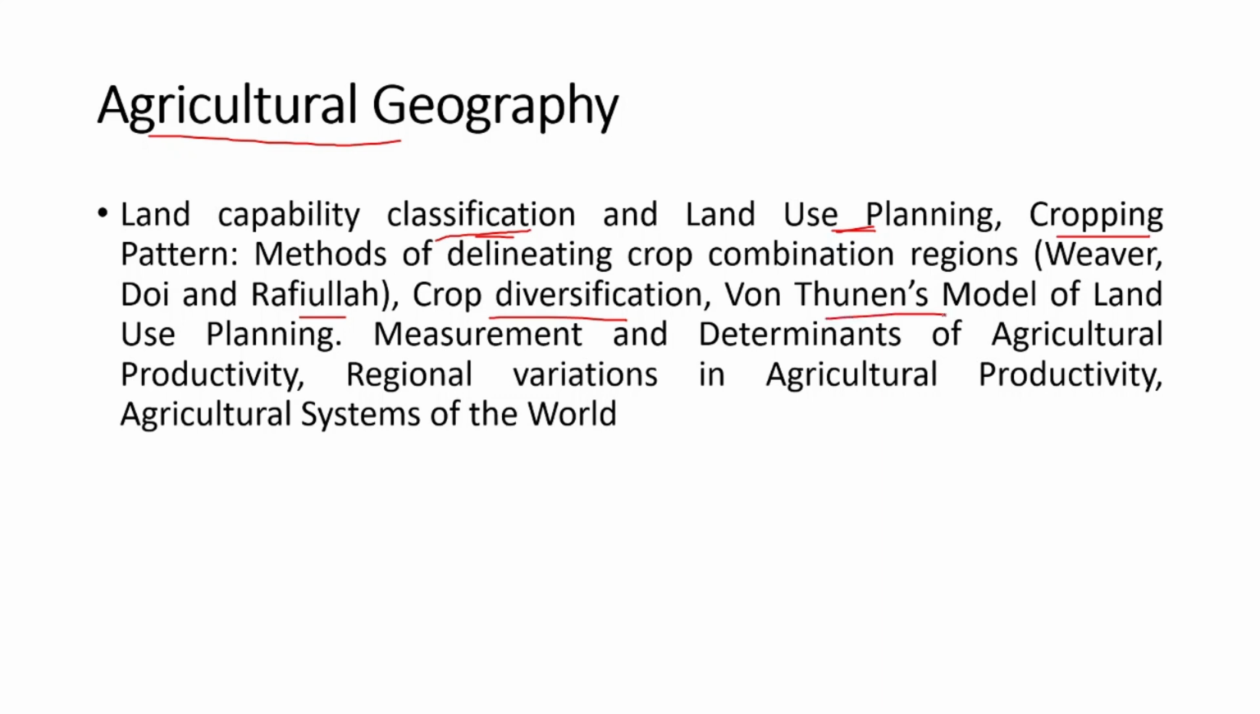Von Thunen models explain how different types of agriculture are located relative to a central market. Additionally, the field looks at how agricultural productivity is measured, factors affecting it, and regional variations in productivity. It also covers different agricultural systems around the world, highlighting various farming practices and techniques.